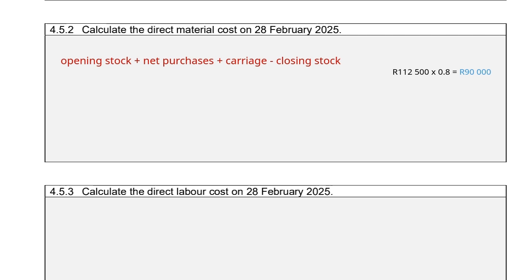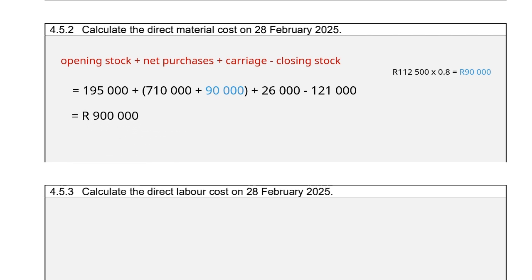And then we minus our closing stock of 121,000. If we then do this calculation, we get an answer of 900,000 Rand as our direct material cost.